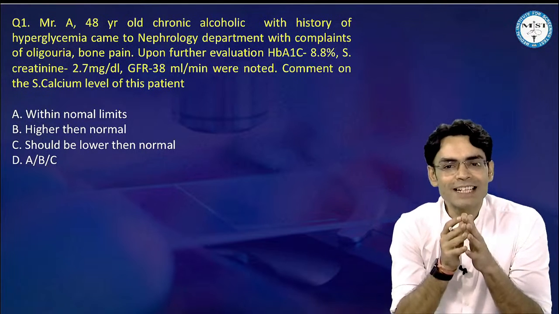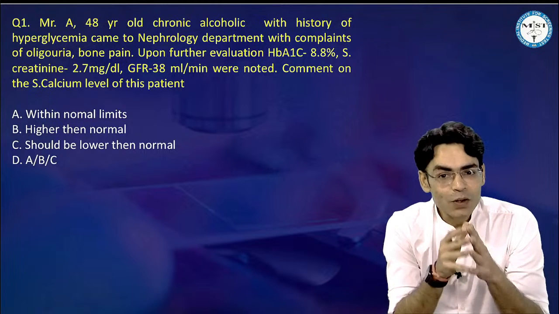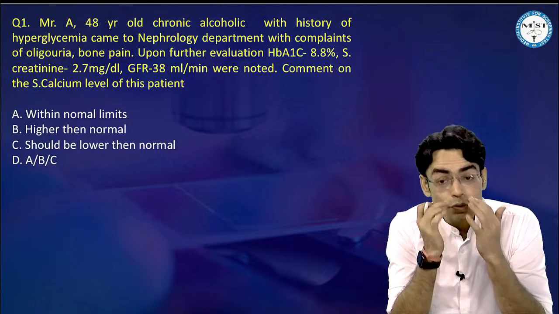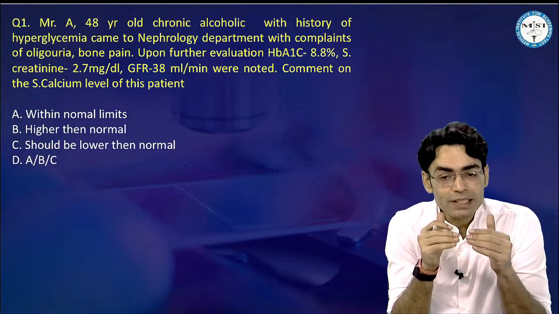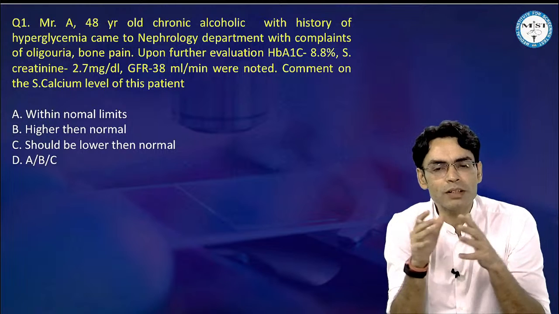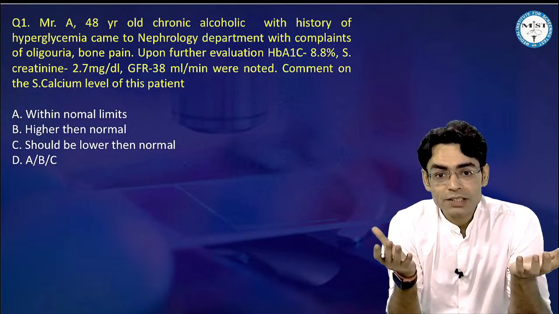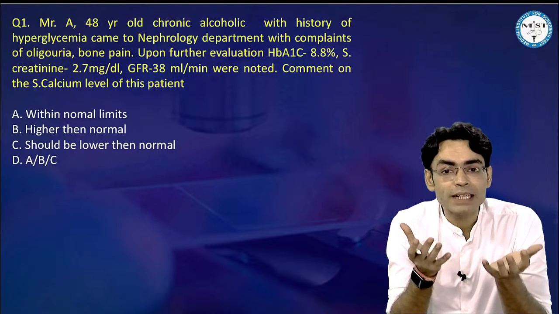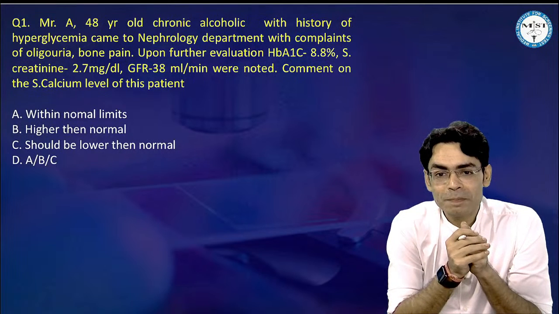This is a patient who is suffering from chronic kidney disease. In chronic kidney disease, what actually happens? The kidney secretes vitamin D, which is responsible for calcium metabolism inside the body. When the patient is suffering from CKD, there is no vitamin D secretion. And if there is no vitamin D secretion, what's going to happen?